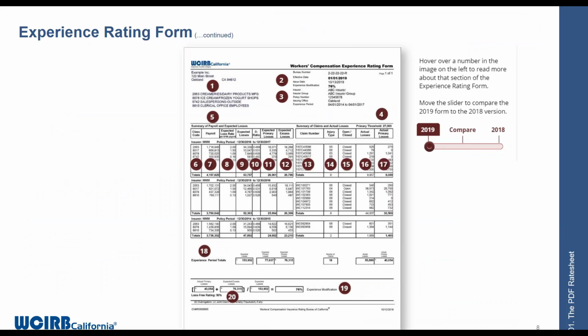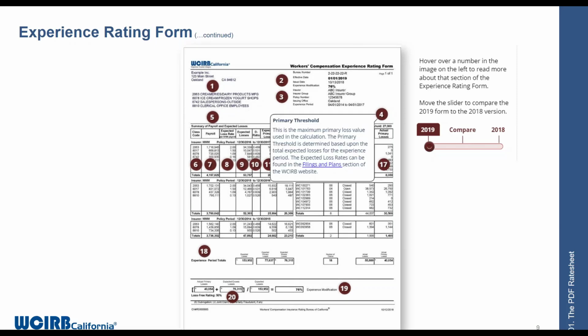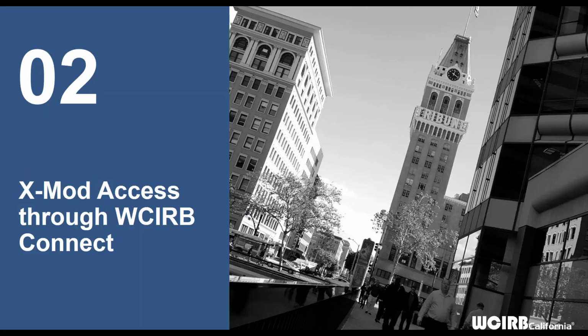If you are not familiar with the rate sheet and the various elements within it, you can go to our website at WCIRB.com, and we've got an example of the form with all of these polka dots on it with various numbers associated with them. If you hover over one of the numbers, it will give you an explanation of what these various portions of the form are about and how they are used in the calculation.